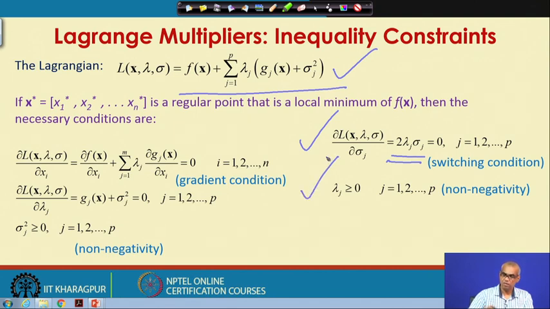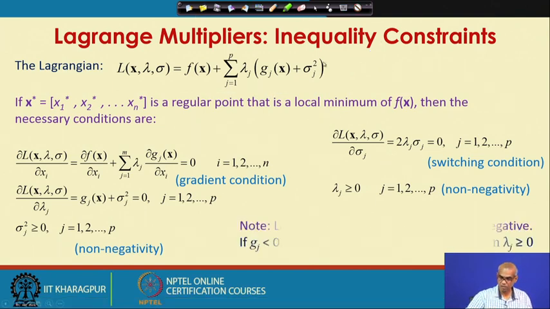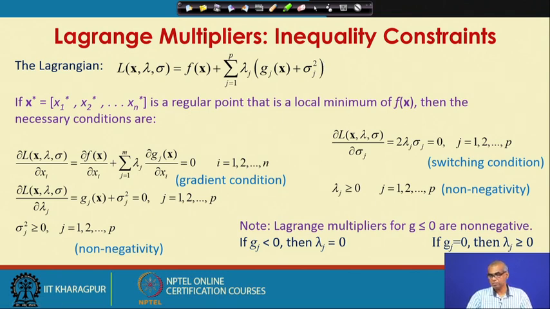And then a non-negativity condition or restriction on the Lagrange multipliers lambda. All lambda must be greater or equal to 0 for a minimization problem with less or equal to type inequality constraints. So, Lagrange multipliers for g less or equal to 0 type inequality constraints are all non-negative. So, the lambda j's may be greater than 0 or lambda j may be equal to 0.